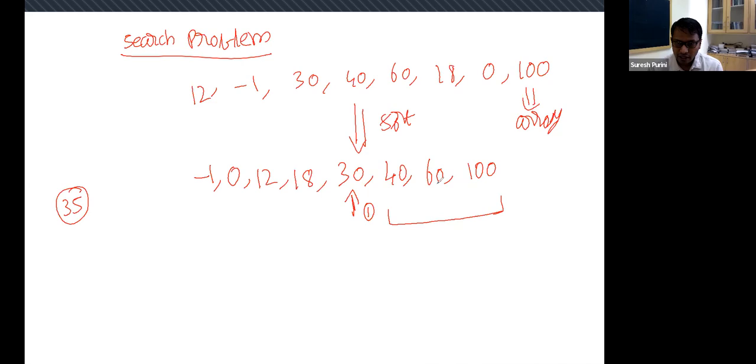Then again, if you look here, 40, 60, 100. We compare with the middle, the second comparison. 35 is less than 60. So you have to focus your attention on the left half of this array. There is only one element here. You compare 35 with 40, the third comparison, and then we will stop there. Are you with me here?